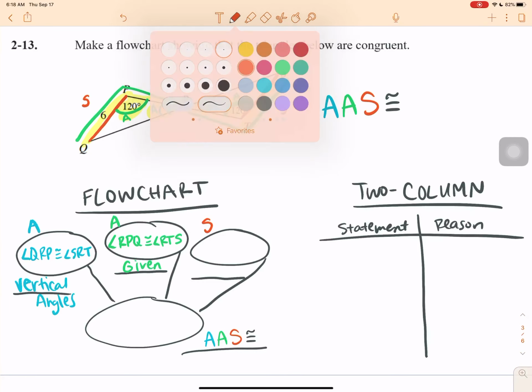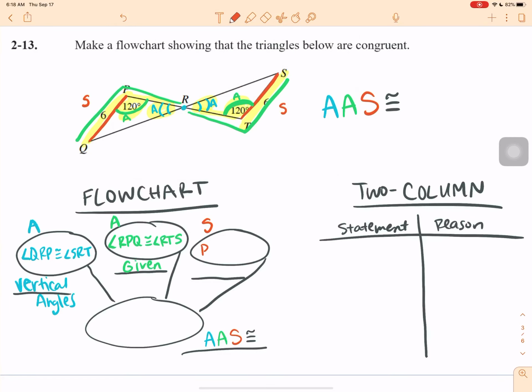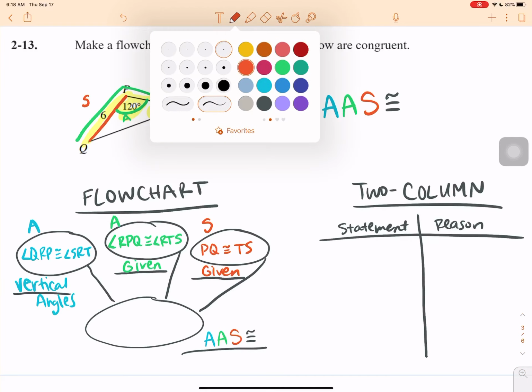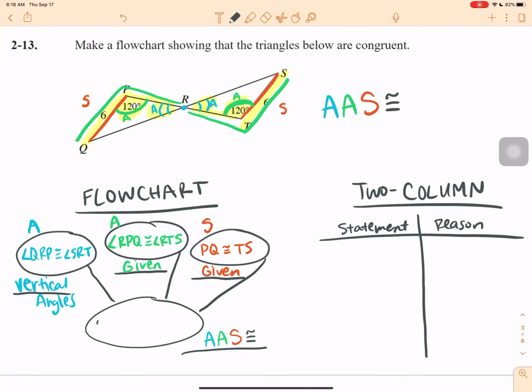And now for the side, we have PQ is congruent to TS. That one was also given. We were told that each of the side lengths units was 6. So now that proves to us that triangle RPQ is congruent to triangle RTS. And the flowchart proof is done.